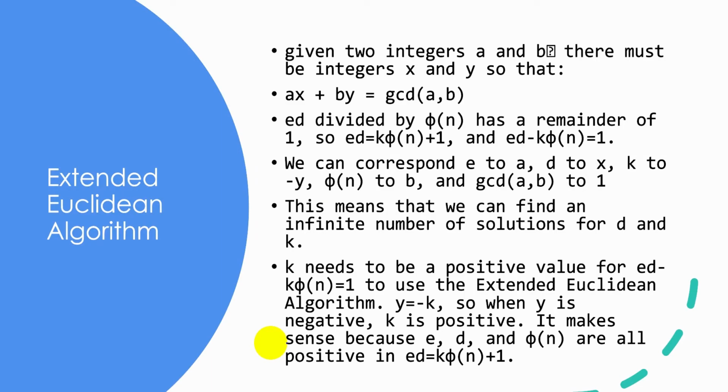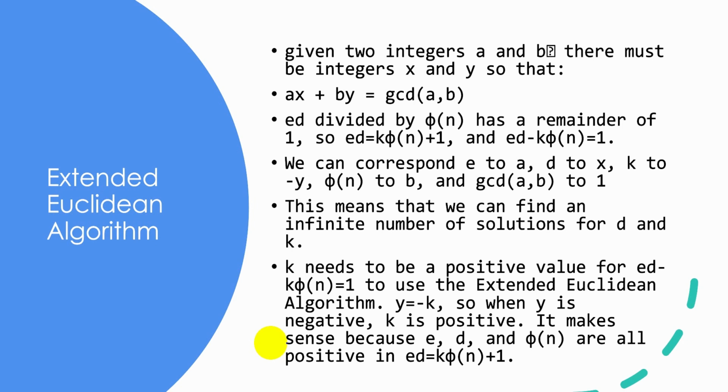Next, let's talk about the extended Euclidean algorithm. This is very similar to Bézout's theorem that we talked about in the last meeting. It says that given two integers a and b, there must be integers x and y so that ax plus by equals the greatest common divisor of a and b.